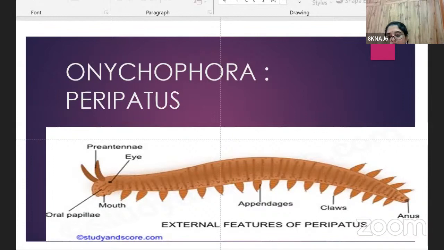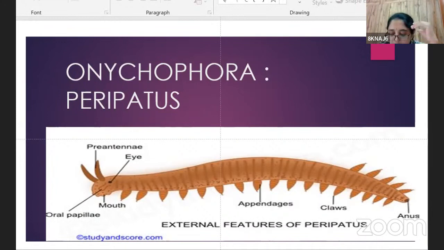So this part, onychophora, you might get it in the long answer also. So you will have to look at the onychophoran affinities. That is annelidan affinities, arthropodan, and the onychophoran and the molluscan affinities. So this is an important question.